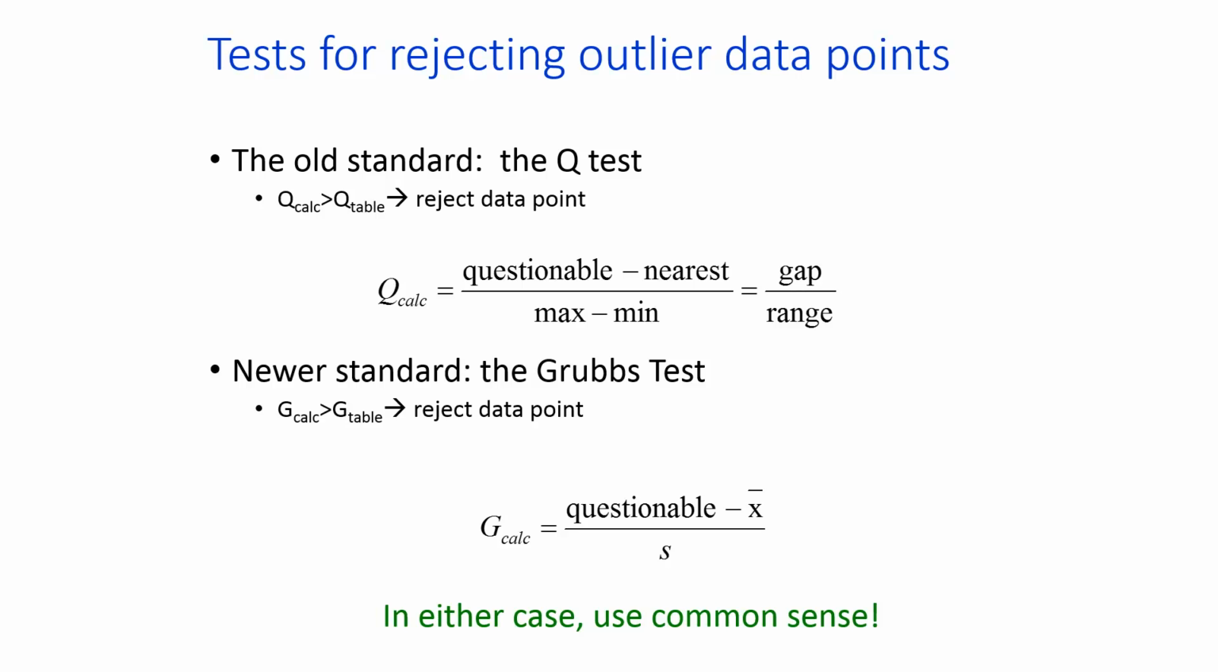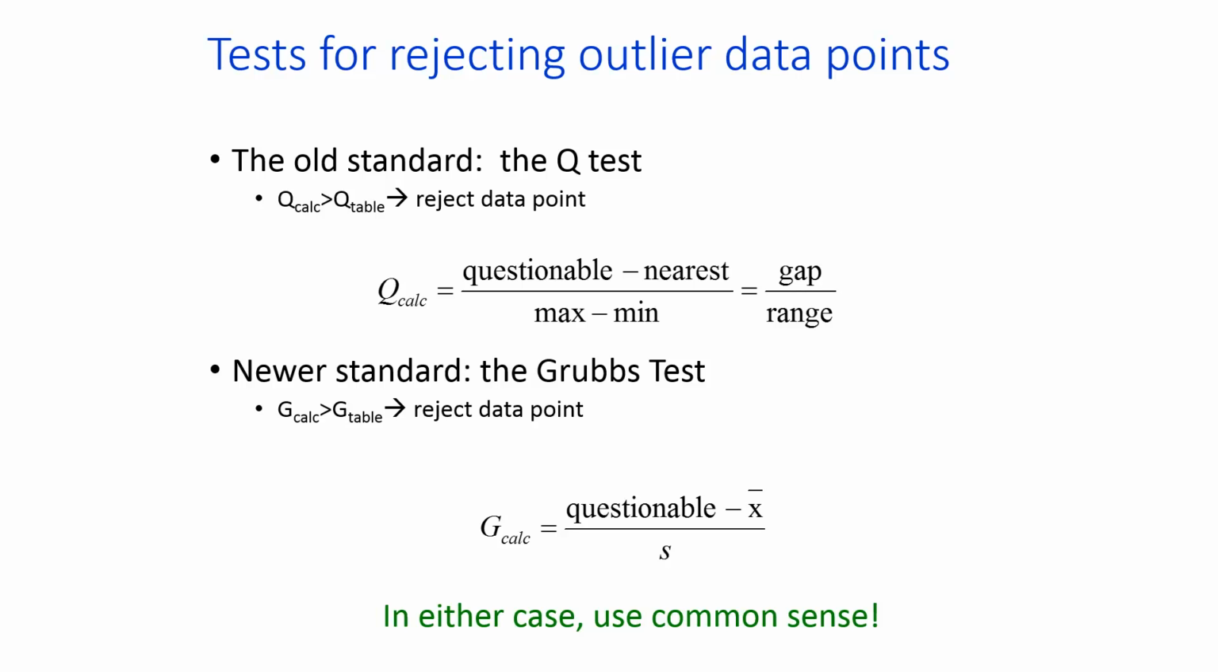So the way that we do this is to use what's called the Grubbs test to reject the data point. So we take our questionable value minus x bar and divide by the standard deviation, and we compare that G value to a G table, just like we did for the t-test. All right, and if the calculated value is greater than the tabulated value, we say they're statistically different, and we reject the data point. In either case, whether you're using Q-test or Grubbs test, you need to use common sense.